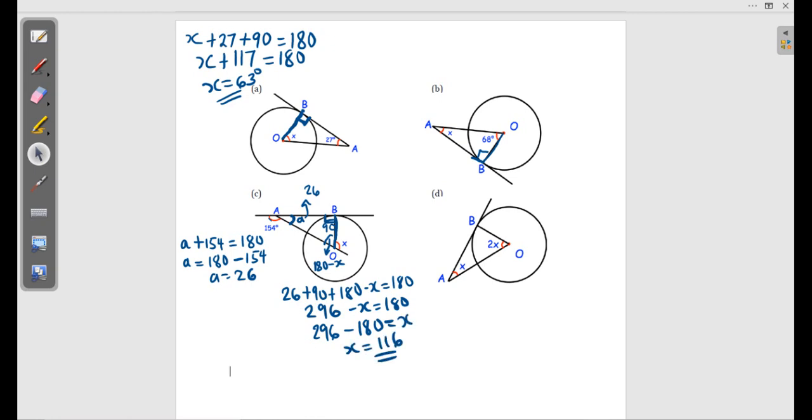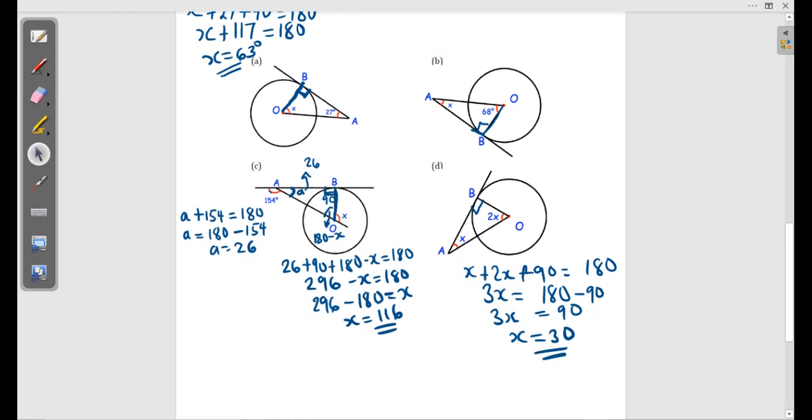And for this last one, this is my 90 degrees, then I will do x plus 2x plus 90 equals 180. So 3x is equal to 180 minus 90. 3x equals 90 and x equals 30. So this is how you use the radius perpendicular to the tangent.